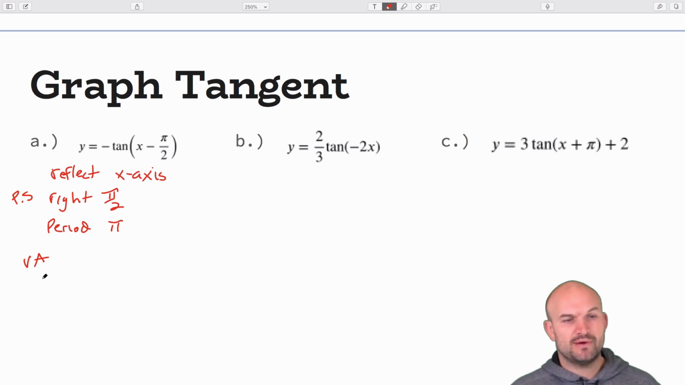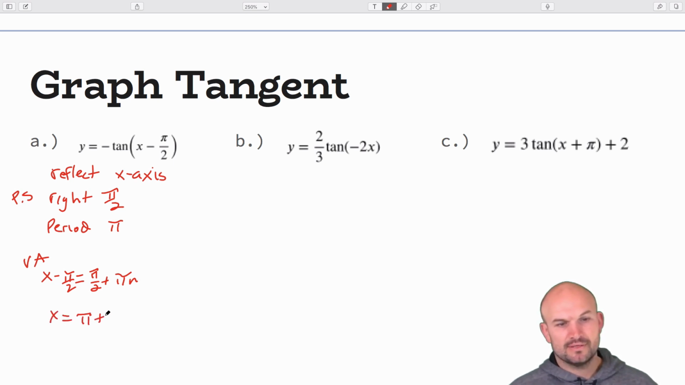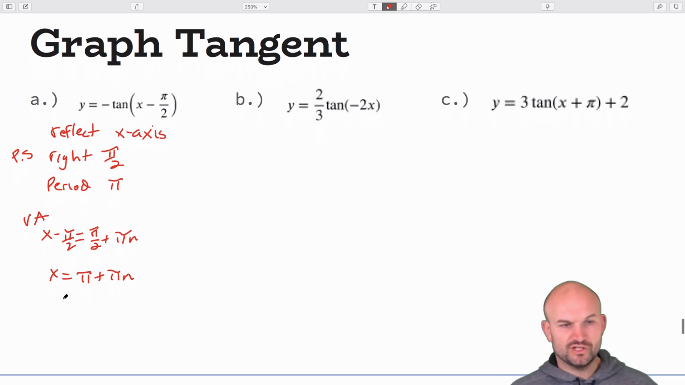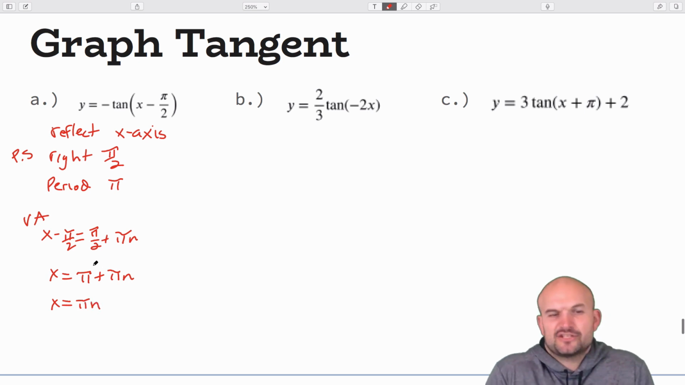So all you're going to do is do x minus pi halves equals pi halves plus pi n. So that's my original. Here it is with transformations. Therefore, add pi halves to both sides. X equals pi plus pi n. Now, if you have pi plus pi n, that is really going to be simplified to just pi n, right? Because it's just an extra pi.